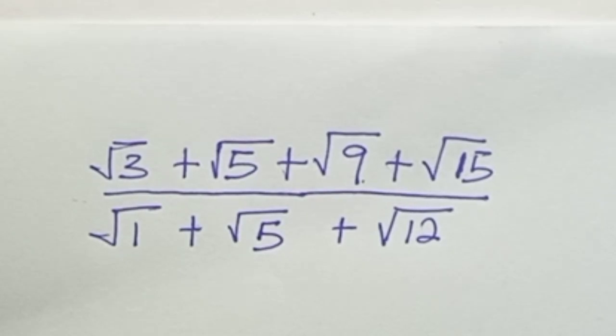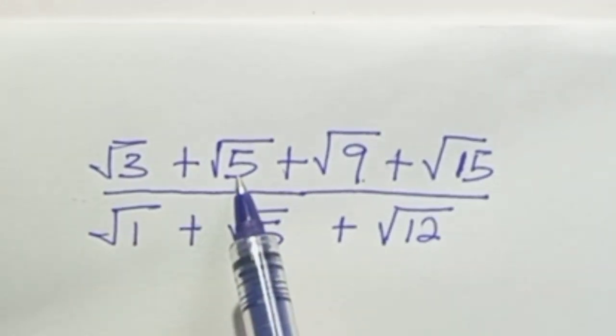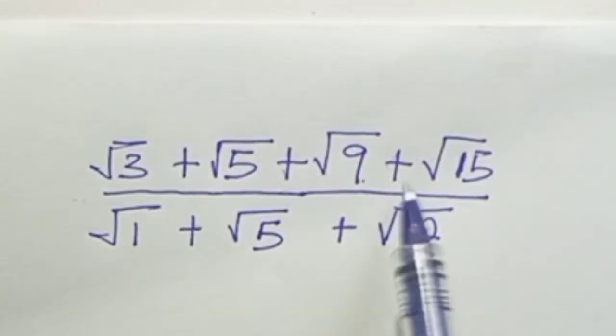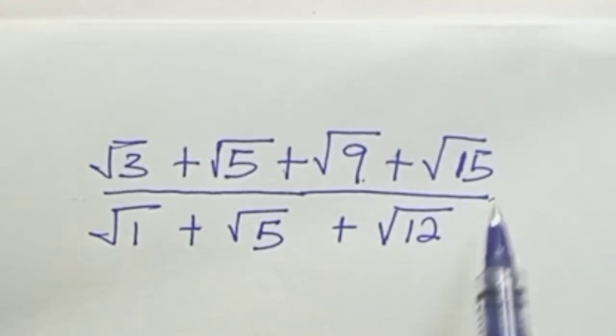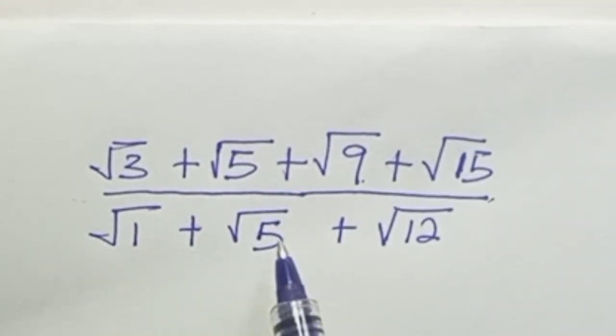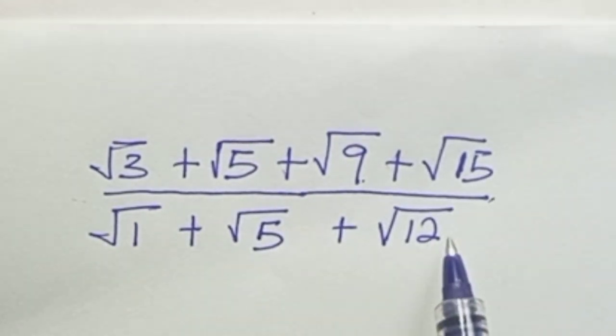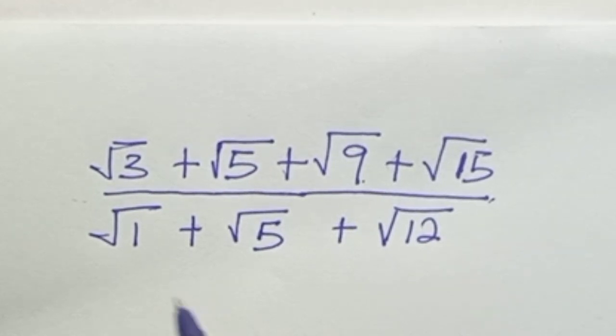Hello everyone. So we have the square root of 3 plus the square root of 5 plus the square root of 9 plus the square root of 15 divided by the square root of 1 plus the square root of 5 plus the square root of 12. So if we solve together, the solution.